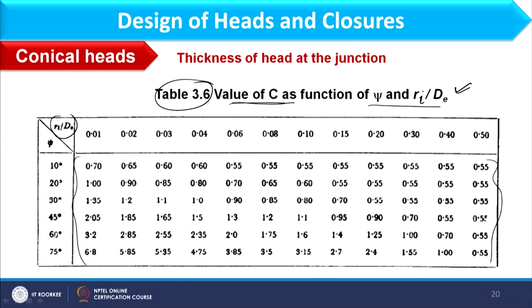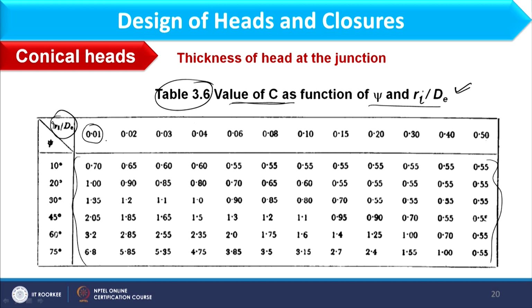So when the knuckle part is not there, it means Ri would be equal to 0.01 dk, and dk, if I am calculating thickness at the junction, should be Di. Okay. And if you see this table, here we have Ri by dE, and dE, if you remember, is nothing but the outer diameter, and for calculation purposes we can assume Di should be equal to Do. It means dk should be equal to Do. It means Ri by dk should be equal to 0.01.